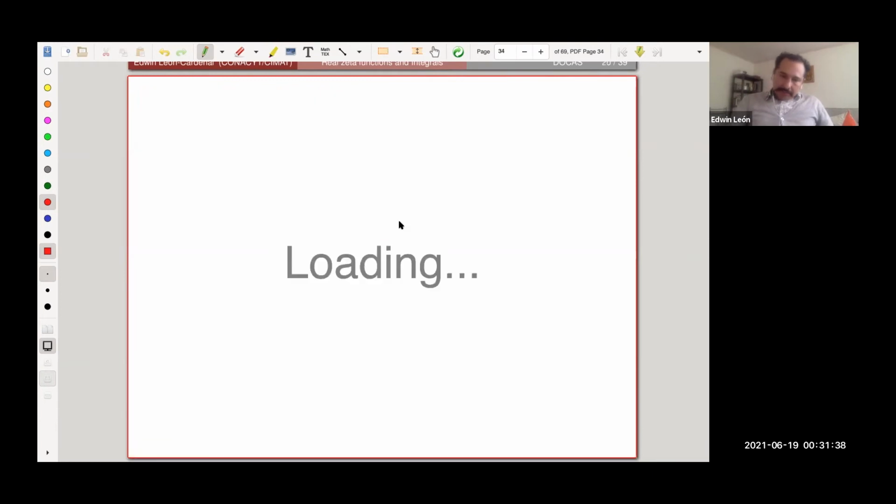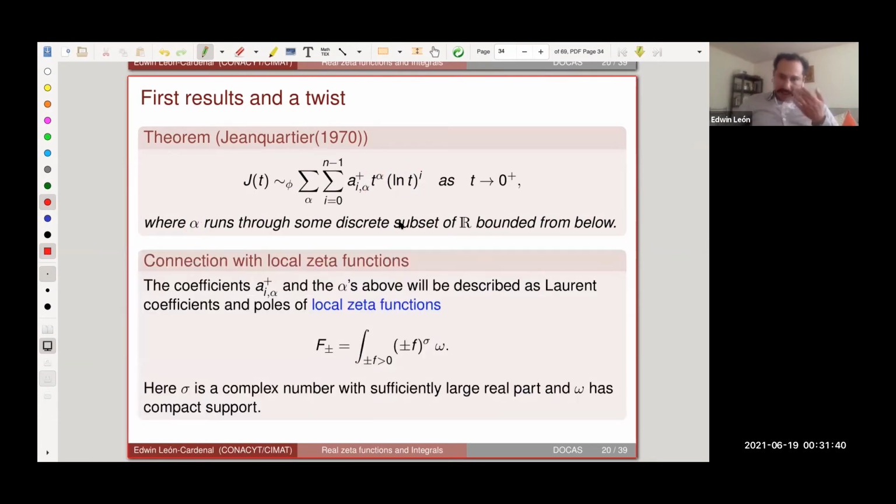And why is that? Because I want to make the connection with another object, the local zeta functions, okay? So in this connection, I want to interpret these A's and the alphas in terms of Laurent coefficients and poles of another object, of local zeta functions, of real zeta functions, okay?